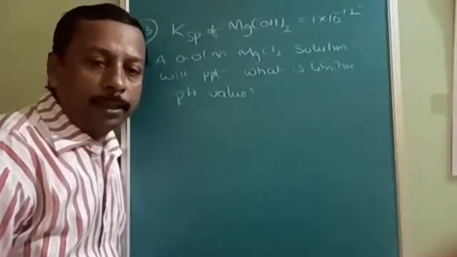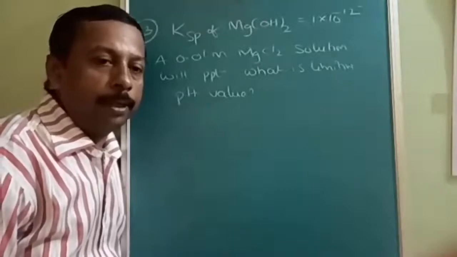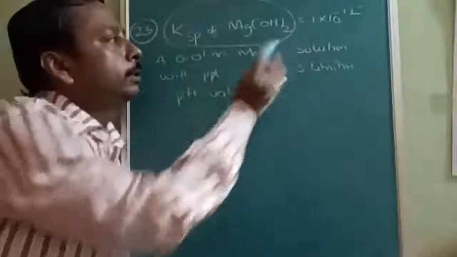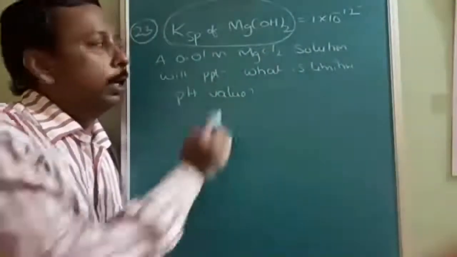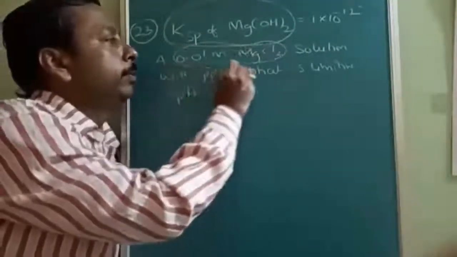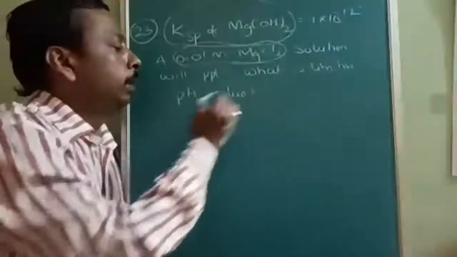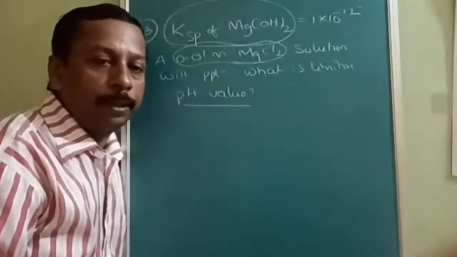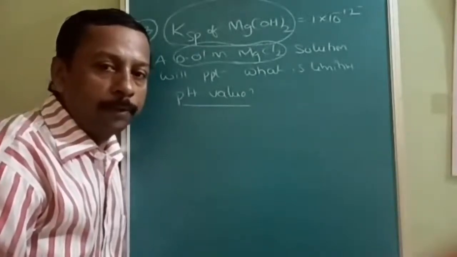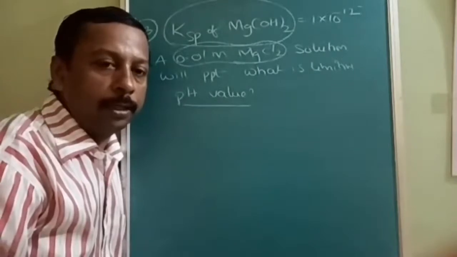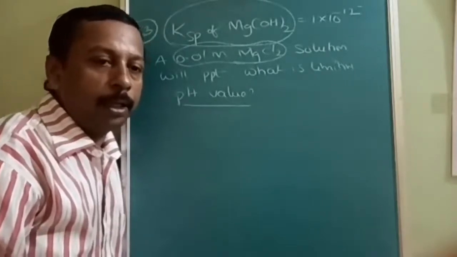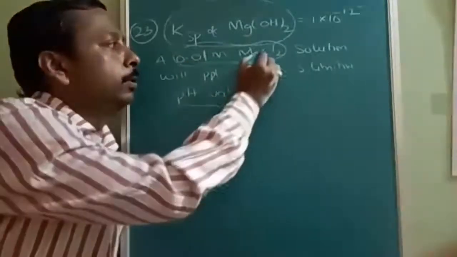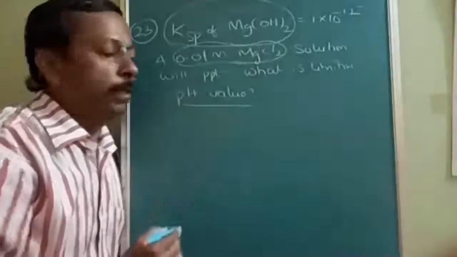Okay, next question is common ion effect and solubility product. The Ksp of Mg(OH)2 is 1 into 10 to the power of minus 12, and the solution contains MgCl2 at 0.01 molarity. What is the limiting pH value? At what pH will precipitation start? Is it clear to you?